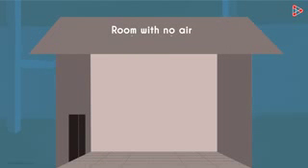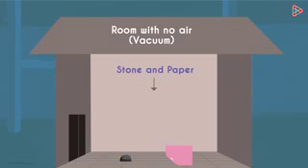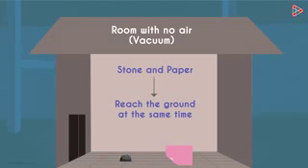For a moment, let's imagine a room with no air. It's a vacuum. Now from the ceiling of the room, if a stone and a paper are dropped, will they fall to the ground at the same time? The answer is yes. They will reach the ground at the same time because there's no air to offer resistance. So this was an important concept we learned.